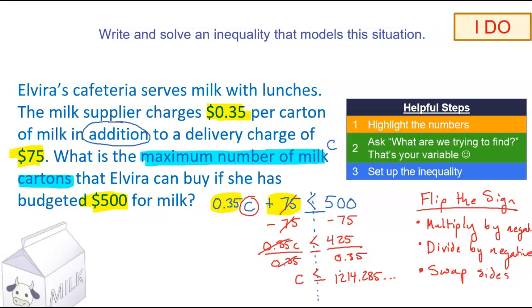Remember, if we wanted to move this over here and this over here, we would also need to flip the sign. So those are the 3 cases when we're solving that we need to be aware of, that we need to flip the sign. Okay, so we didn't need to flip the sign in this case. We got C is less than or equal to 1214.285... The number goes on.